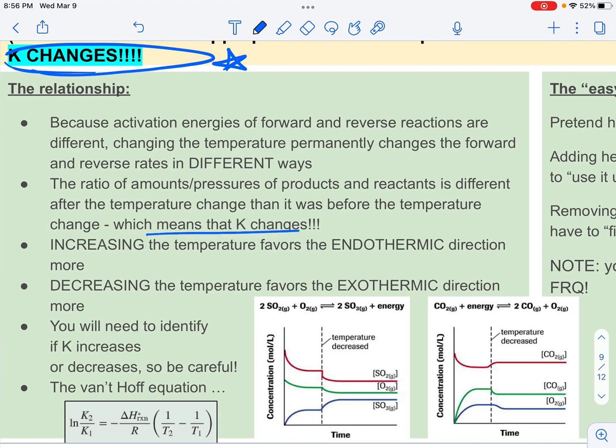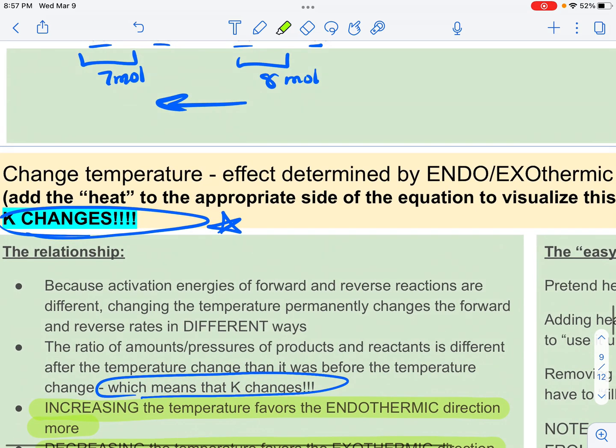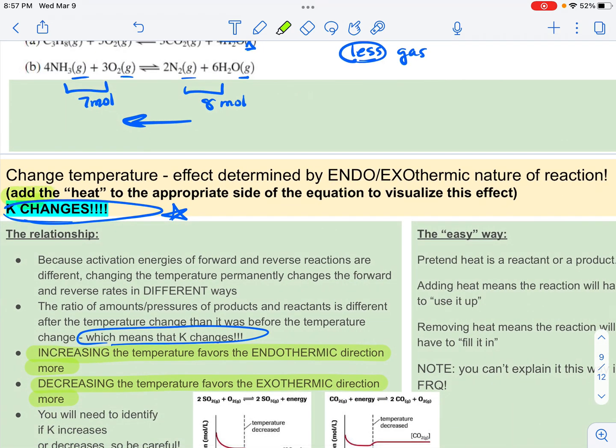So this is what causes a temperature change to cause a K change. The things you want to remember that will help you: increasing the temperature favors the endothermic direction, and decreasing the temperature favors the exothermic direction. I give you a really big hint here: add the heat to the appropriate side of the equation to visualize it.